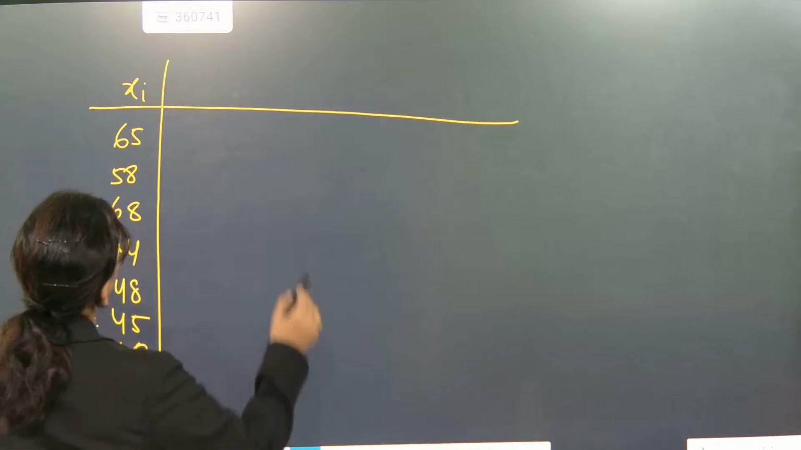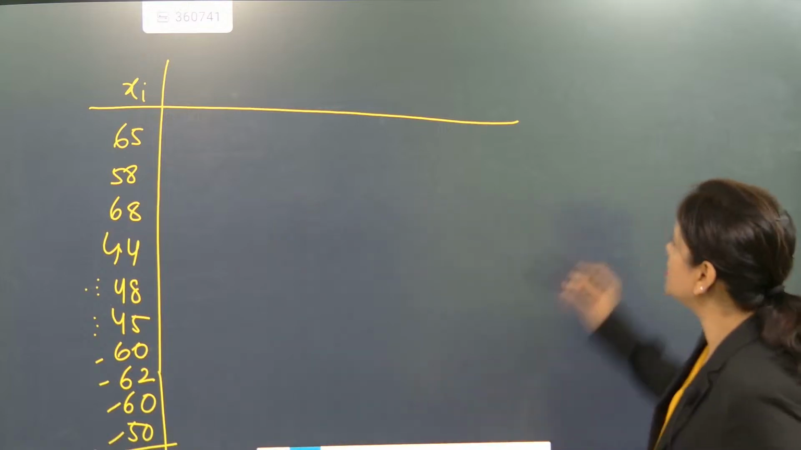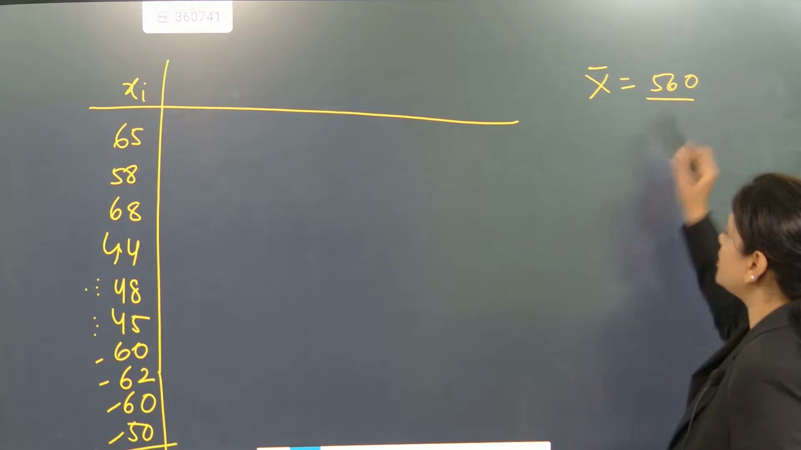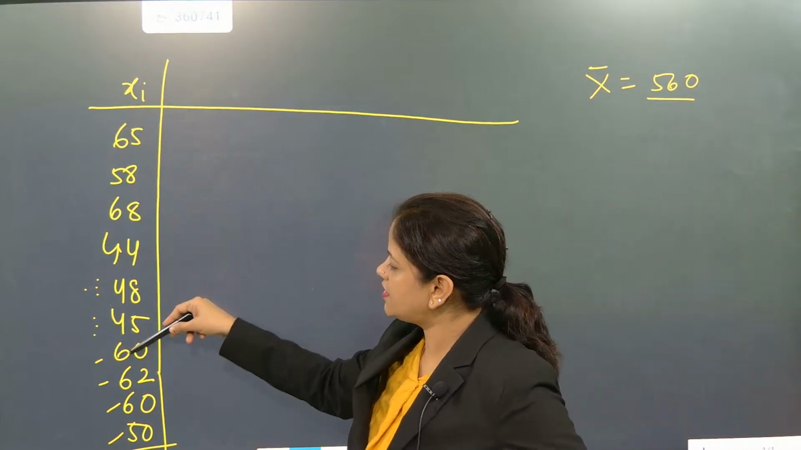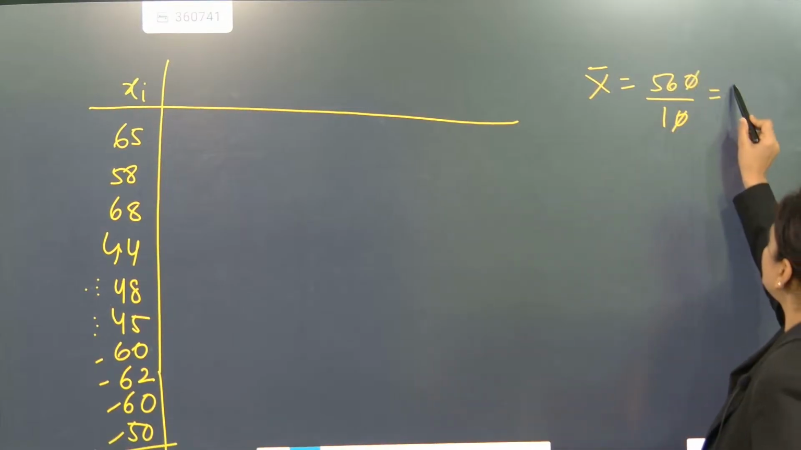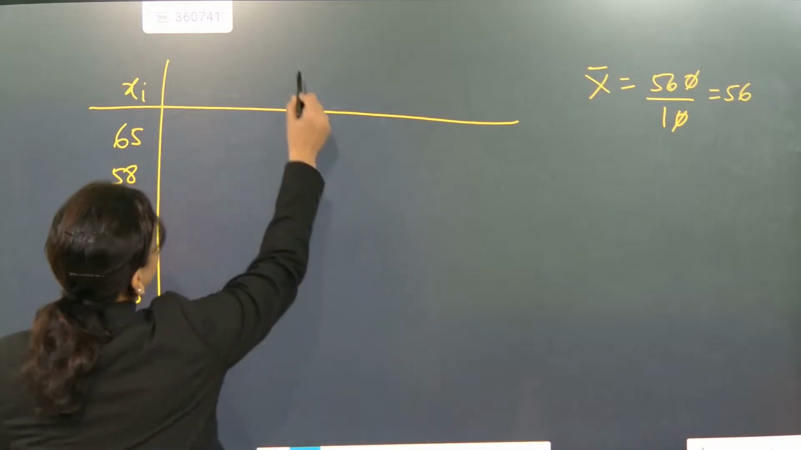560. So first we will find 560 divided by how many times it is coming: 1, 2, 3, 4, 5, 6, 7, 8, 9, 10. So 560 divided by 10, the mean is coming here as 56. Now we have to find the variance.